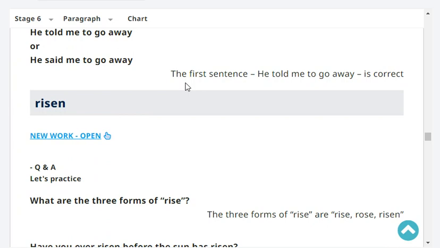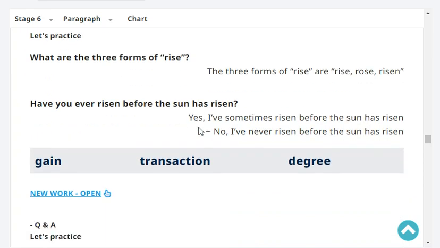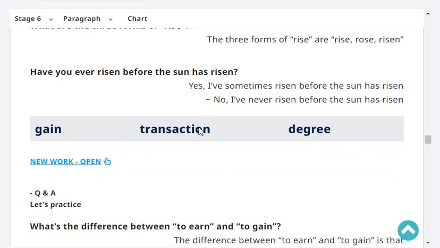What are the three forms of rise? The three forms of rise are rise, rose, risen. Very good. Have you ever risen before the sun has risen? Yes or no? No, I've never risen before the sun has risen. Very good.